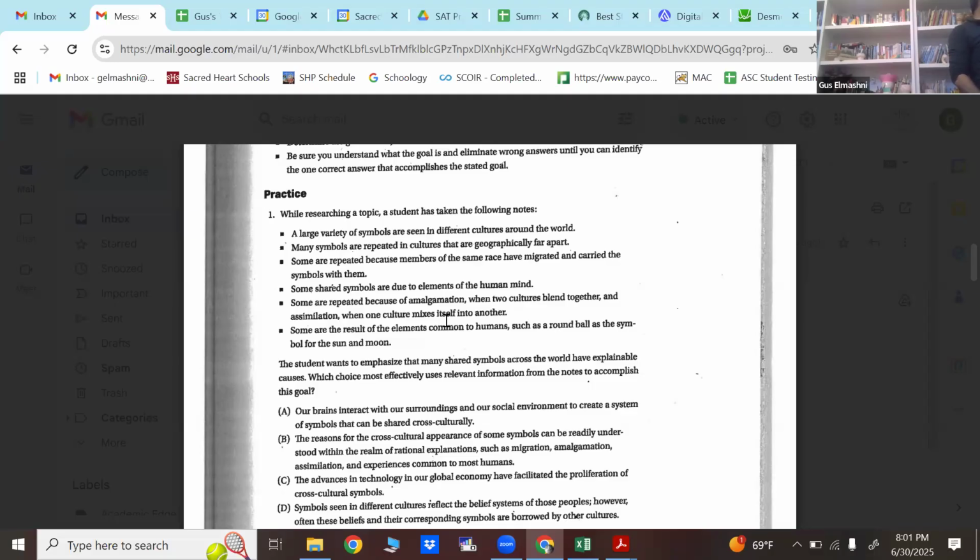So I kind of want to use something among the fourth, fifth, and sixth bullet points. If I look at A, our brains interact with surroundings and our social media create a system. The reasons for can be readily understood with the known questions. Actually, hold on a sec. Now I'm a little confused. Give me a sec here. The student wants to emphasize that many shared symbols have explainable causes.